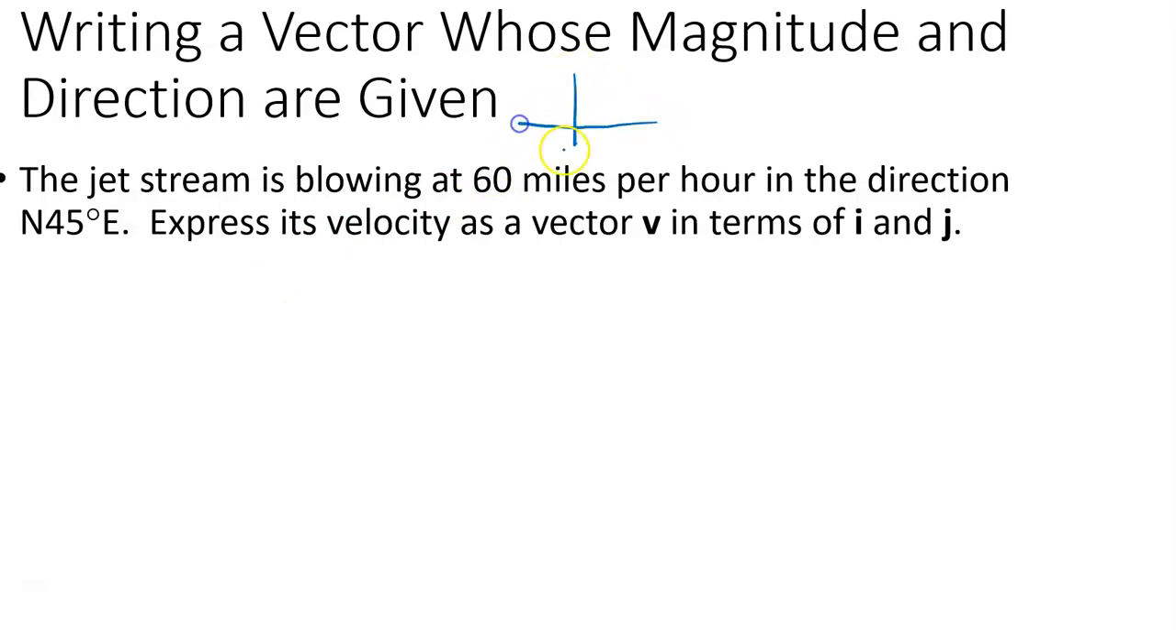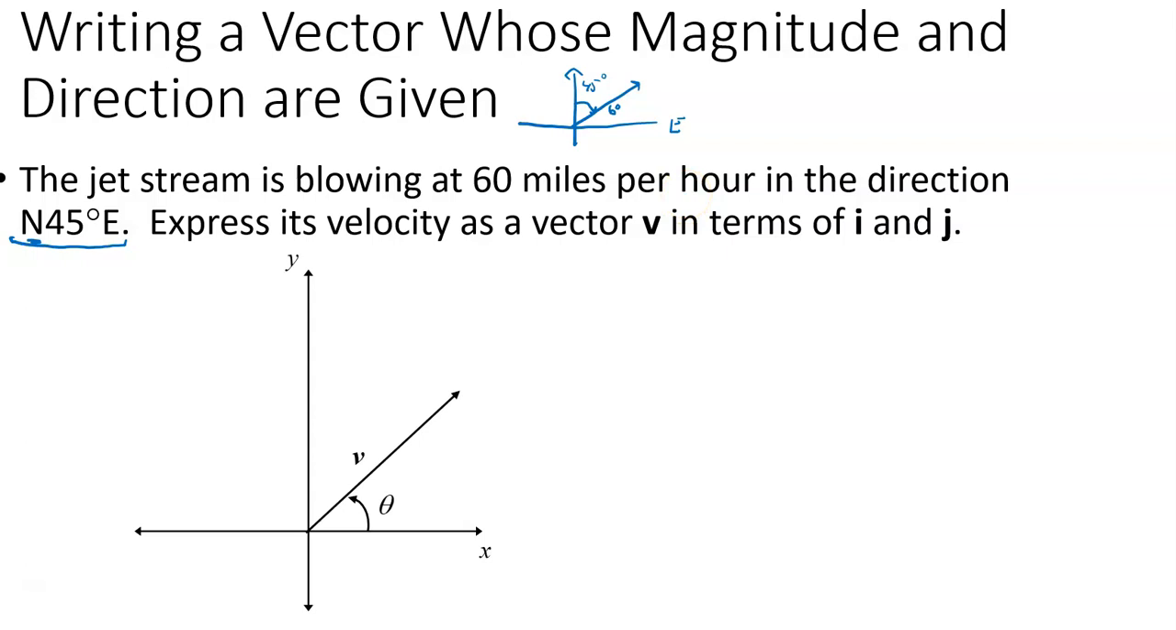But if I was doing north 45 east, remember this is bearing. We had done this stuff at the end of chapter 4. So that means from the north, I go east 45 degrees. So this is the north. From the north, I go in the east direction 45 degrees, like that. It says that it's blowing at 60 miles an hour, so 60 is the magnitude of that vector. Okay, so maybe the vector looks a little bit like this.